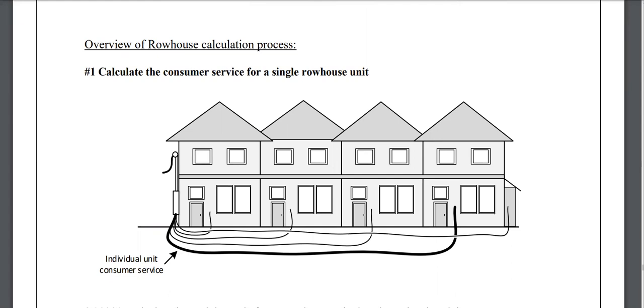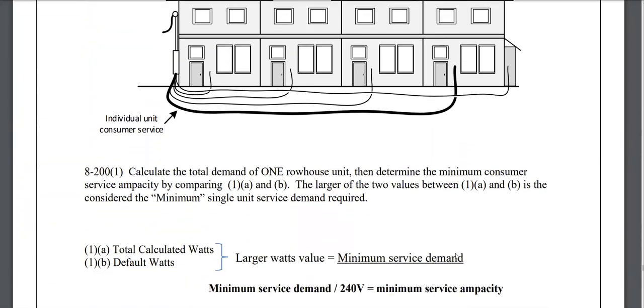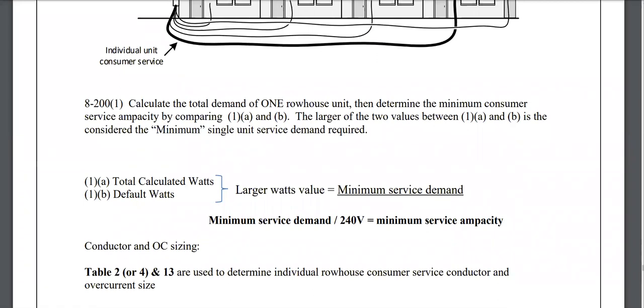So first one, calculate the consumer service for a single row house unit. So we have individual consumer services that come from the main consumer service here. And these are going to be sized to carry simply the load of that individual unit. This over here, well, that would be the main service for the entire complex. So in order to calculate this bold consumer service conductor for a single unit, we're going to 8200 subrule 1. Wait a sec, that's a single dwelling calculation. Right you are, my friend.